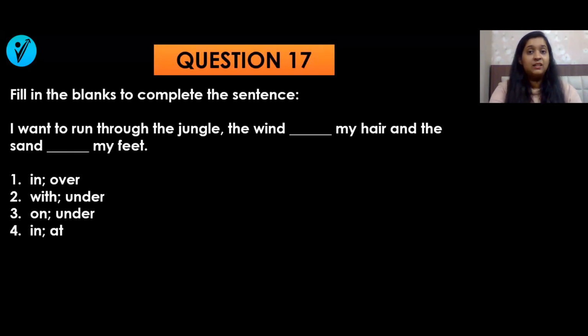Question number 17, another fill in the blank, this time with prepositions checking your grammar abilities. I want to run through the jungle. The wind blank my hair and the sand blank my feet. So, wind in my hair is very common. Almost everyone knows this. So, it will definitely be in. So, I can very easily eliminate options 2 and 3. And the sand at my feet or over my feet. So, sand is not over your feet, it is at your feet, like the world at my feet. So it is option 4, in and at.